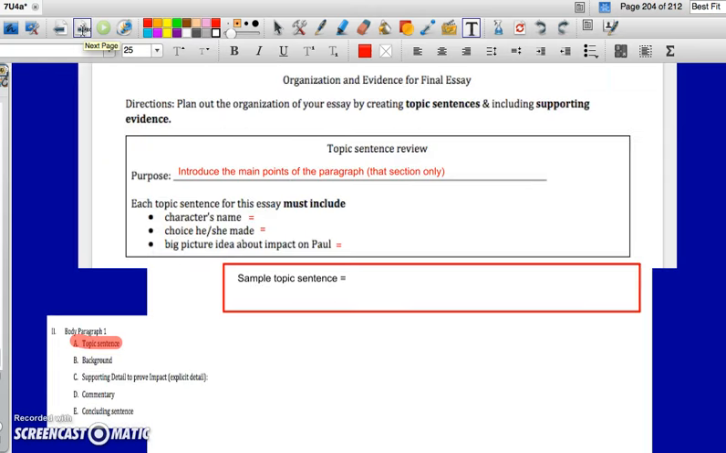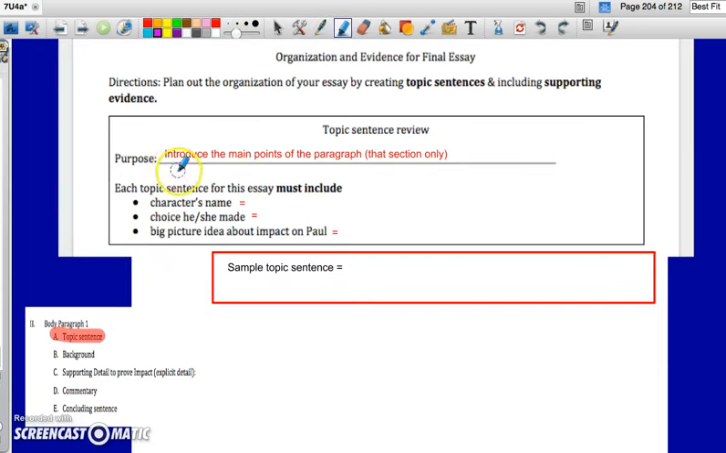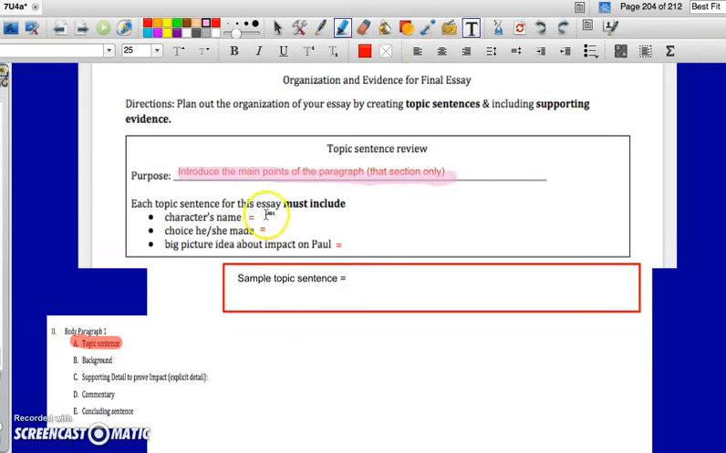Okay, so the first thing that we're going to talk about, and we've already gone over this, is topic sentences. Remember that the purpose of a topic sentence is to introduce the main points of a paragraph. So only that section. Your topic sentence should include three things, and these three things are the character's name, the choice he or she made, and the big picture idea about the impact on Paul.